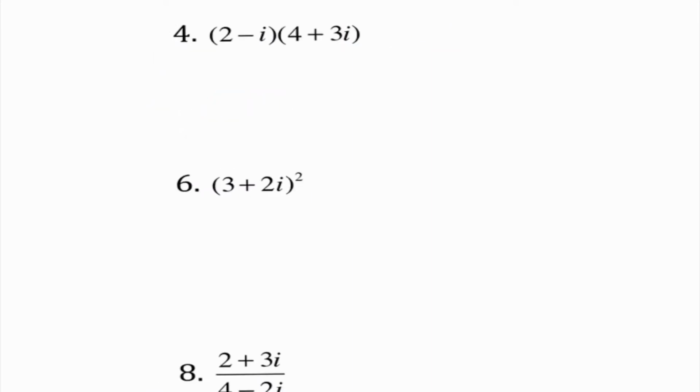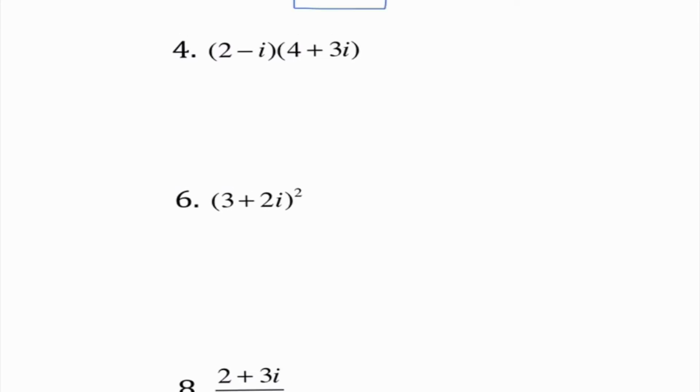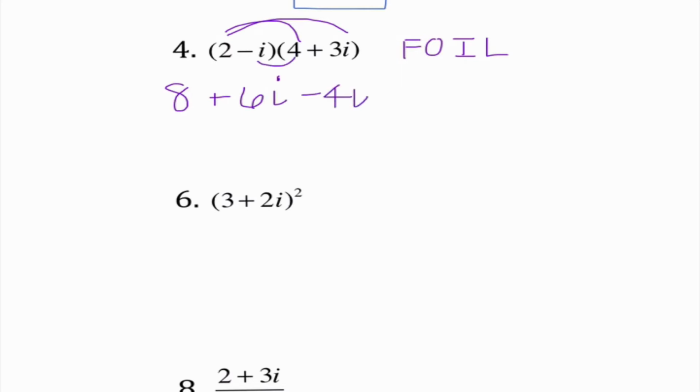Number 4, we have another multiplication problem, and here, since I have a binomial times a binomial, I am going to use FOIL. So let me go ahead and just remind us that this is something that I would FOIL out. So 2 times 4 is 8. Outside, 2 times 3i is 6i. My inside, negative i times 4 is negative 4i. And lastly, negative i times 3i becomes negative 3i squared.